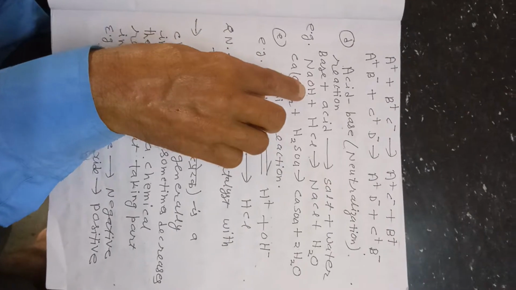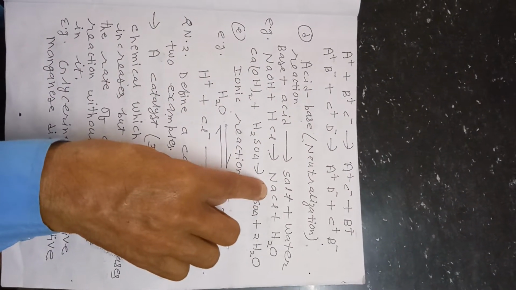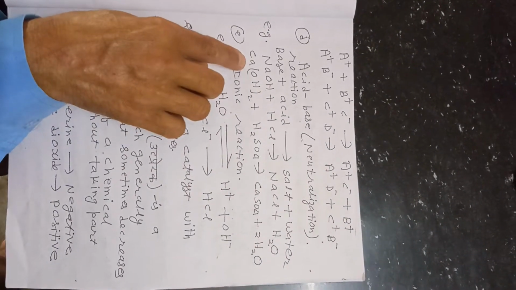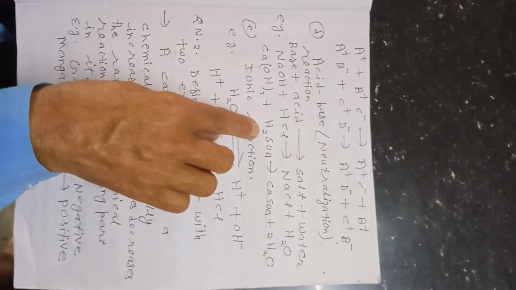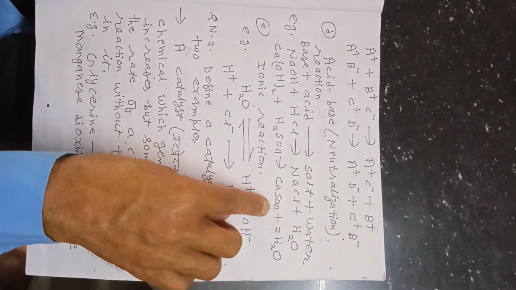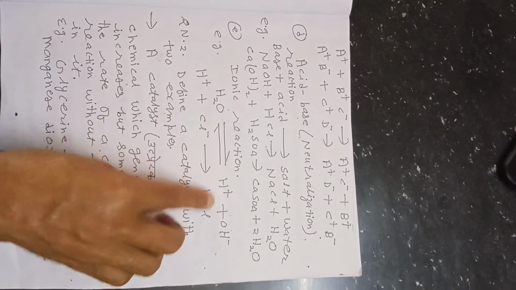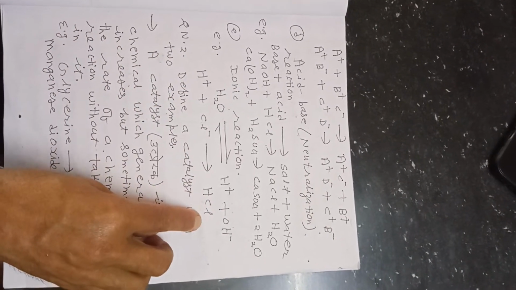Example: sodium hydroxide plus hydrochloric acid on reaction gives sodium chloride and water. Another example: calcium hydroxide or lime water plus sulfuric acid gives calcium sulfate plus water. E. Ionic reaction. H2O gives H plus and OH minus. Hydrogen plus chlorine gives hydrochloric acid.